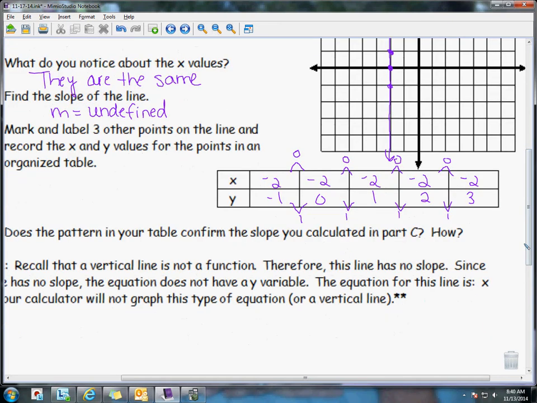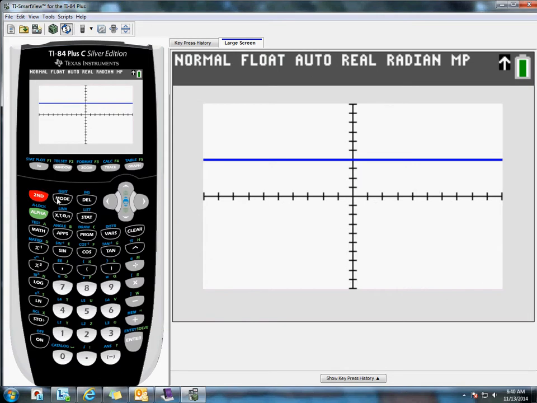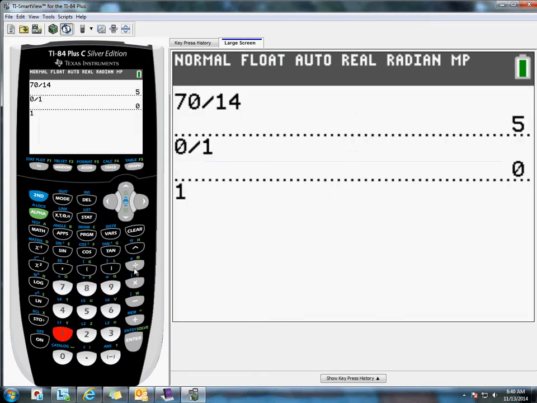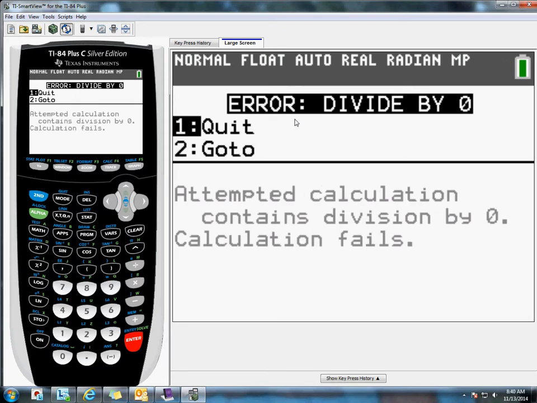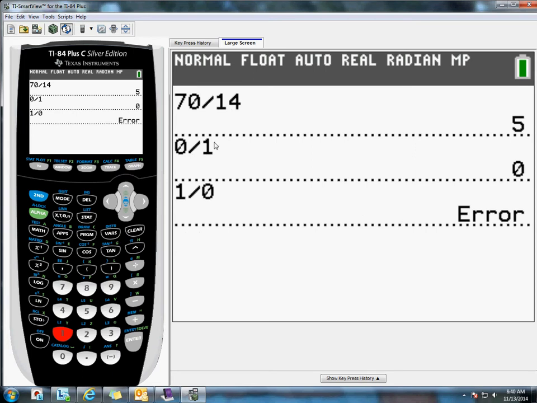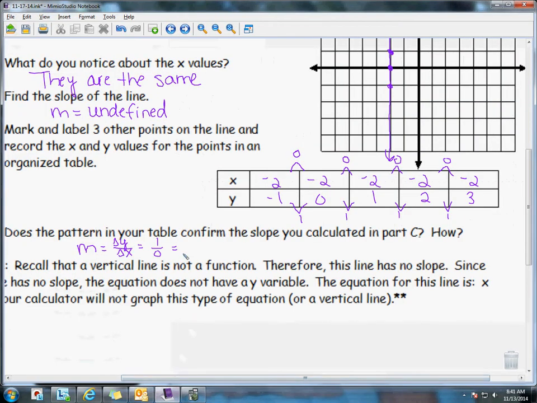So it says, does the pattern in your table confirm the slope you calculate in part C, and how? So what we're going to do is, again, change in y over change in x. Our change in y is a positive 1. Our change in x is 0. So what this says is you're going to do 1 divided by 0. If you type that into your calculator, it's going to come up with an error, and it's going to say you can't divide by 0. So you need to make sure you understand the difference: 0 divided by 1 is 0, but when you do 1 divided by 0, it's an error. You can't divide by 0. So here, your slope is going to be undefined.